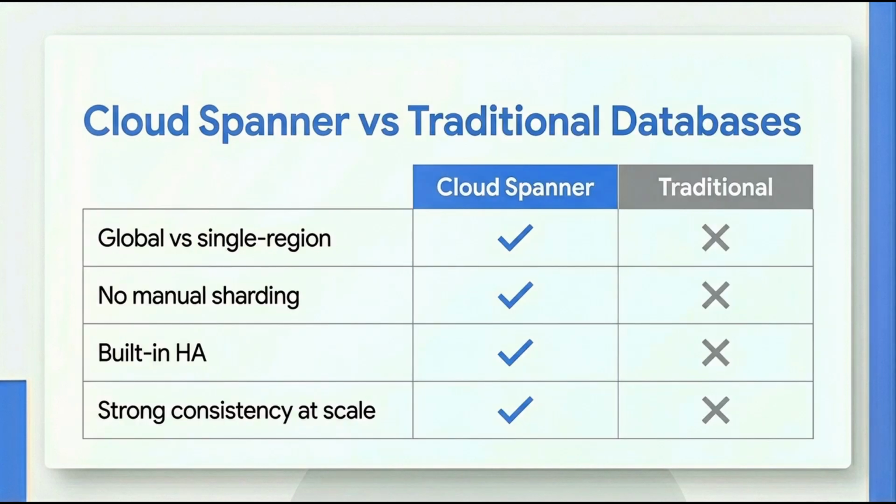Cloud Spanner differs from traditional databases mainly in scalability and global consistency. While traditional databases typically scale vertically and require complex replication steps, Cloud Spanner offers automatic global replication, strong consistency, and 99.999 availability out of the box, making it ideal for modern and distributed systems.